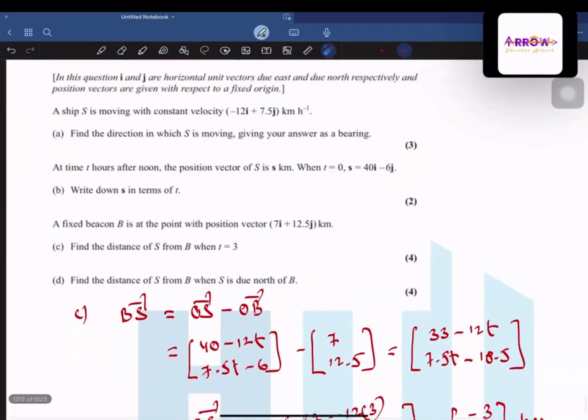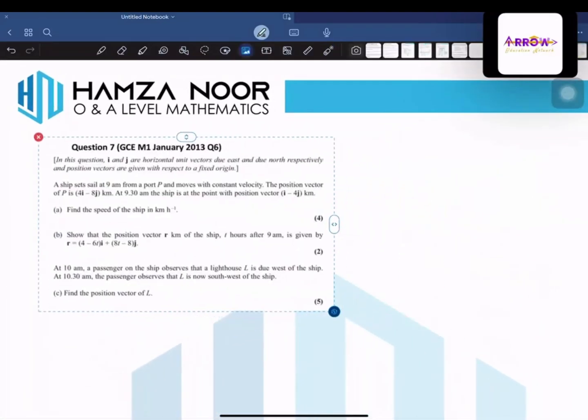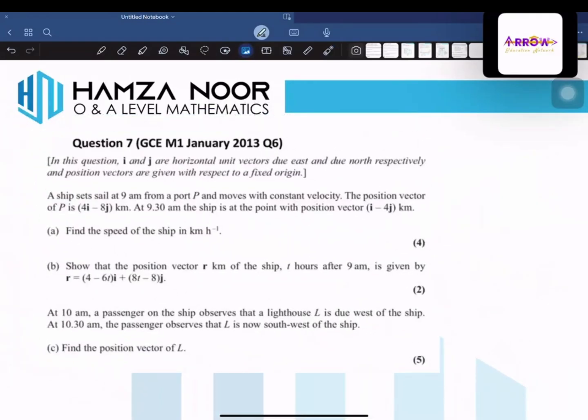So now up next is question number 7 of the handout, which is GCE M1 January 2013, question number 6. All right. So the question says that a ship sets sail at 9 a.m. from a port P and moves with constant velocity. The position vector of ship P is 4i minus 8j kilometers. At 9:30 a.m., the ship is at the point with the position vector i minus 4j kilometers. So the requirement of part A is to find the speed of the ship in kilometers per hour.